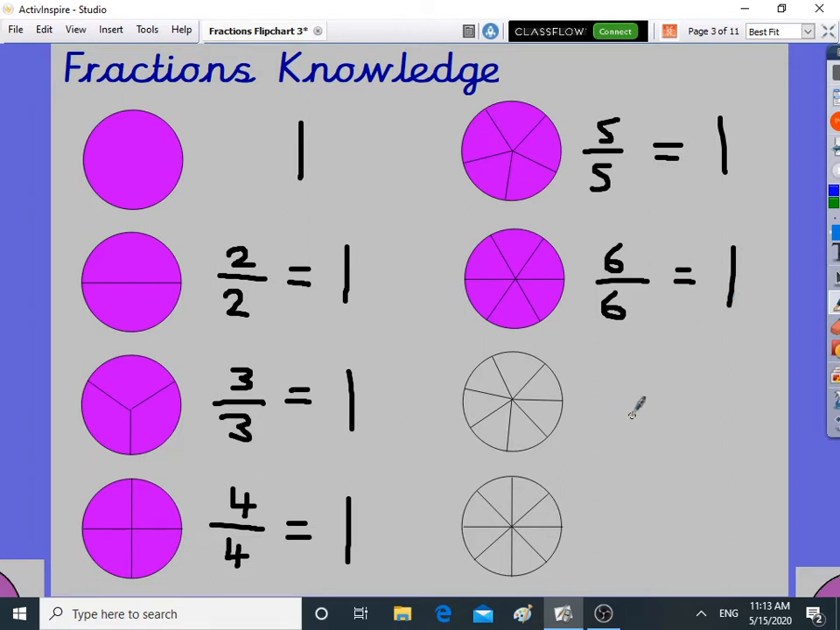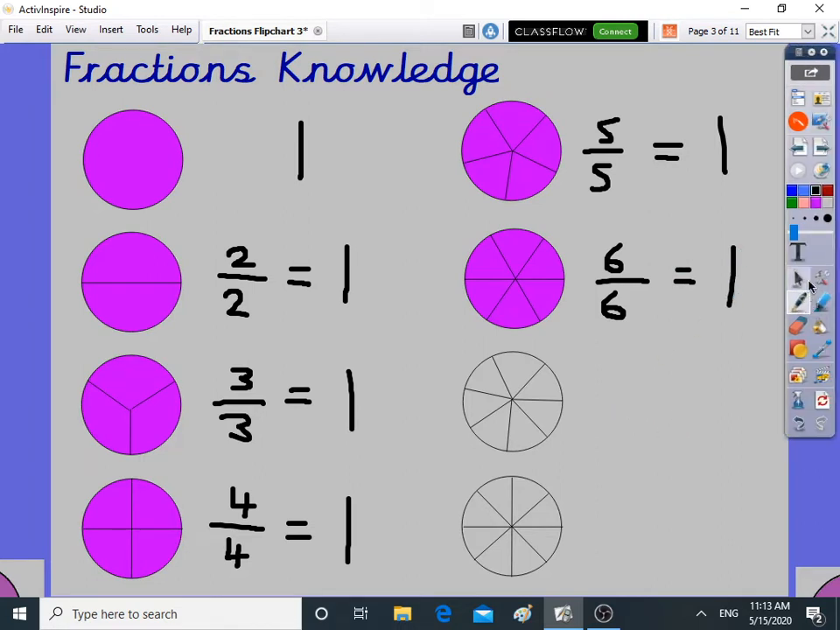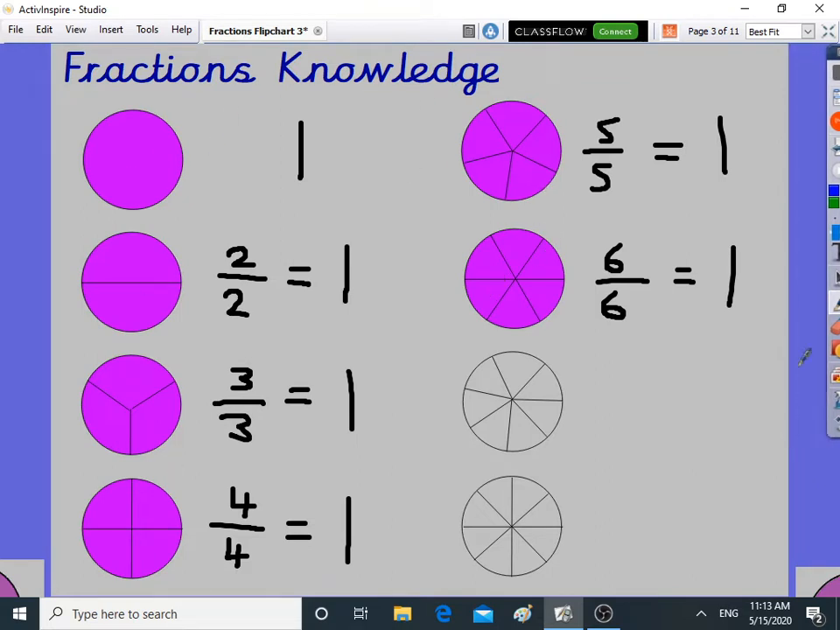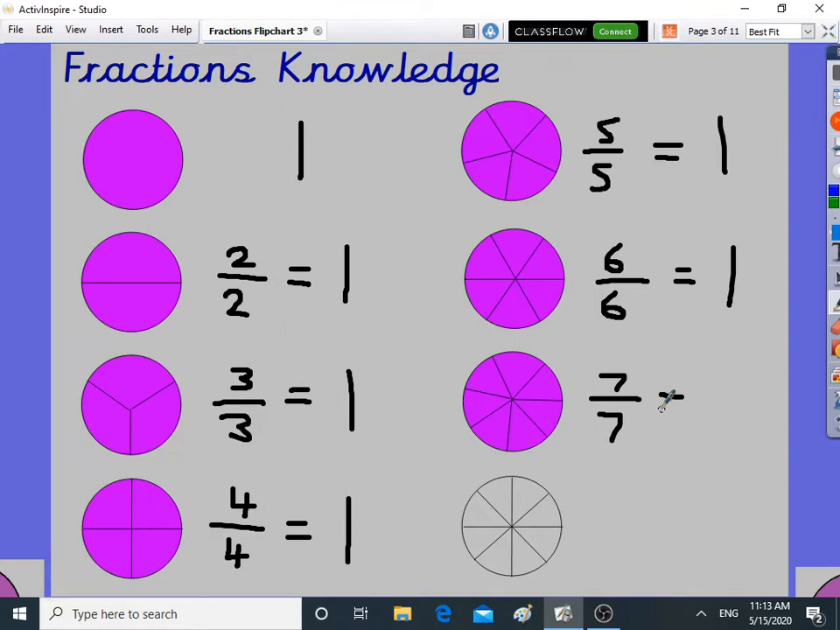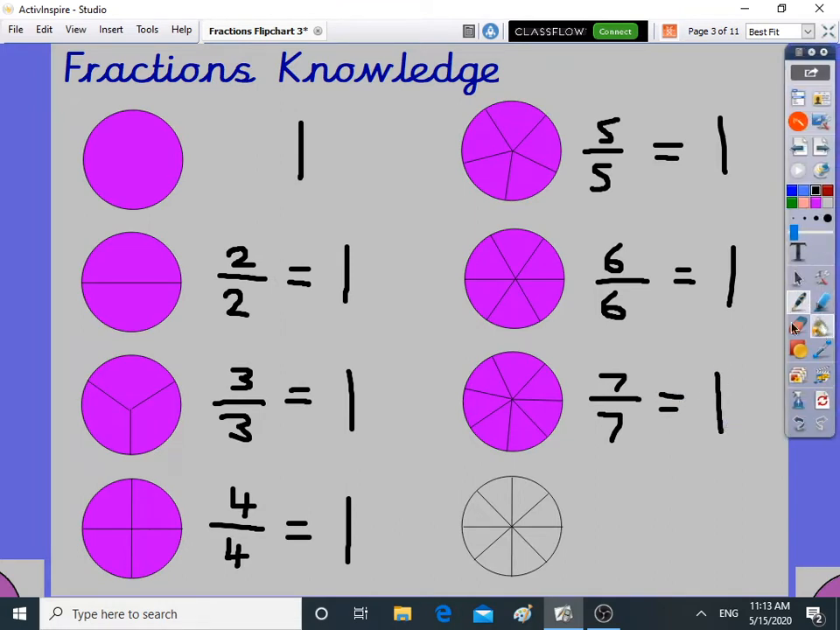So there's a lot of things on this page that are worth one whole, because in every picture so far I've shaded the whole circle, haven't I? Not left any bits out. I'll do that again on this one, which has 7 bits. As you can see, if I shade 7 out of 7, then I've got the whole one. And the next one has 8 bits. If I shade 8 out of 8, then I've got the whole one.